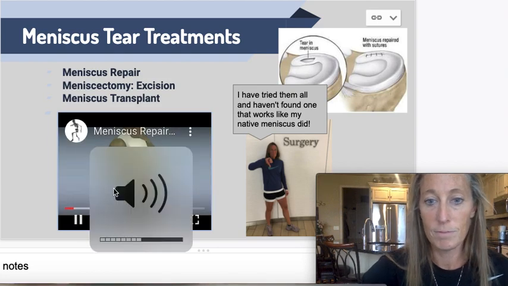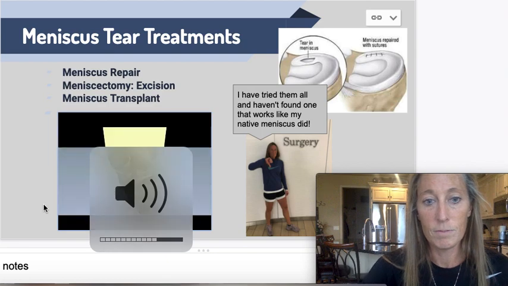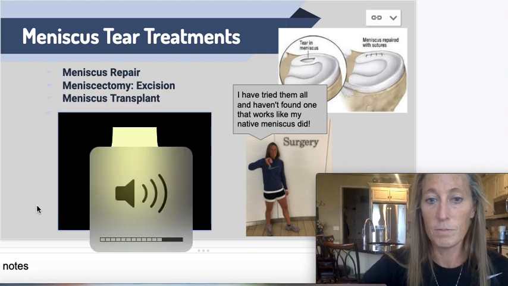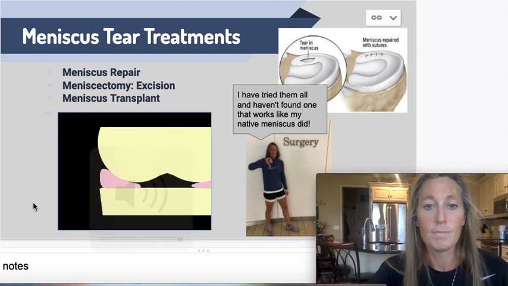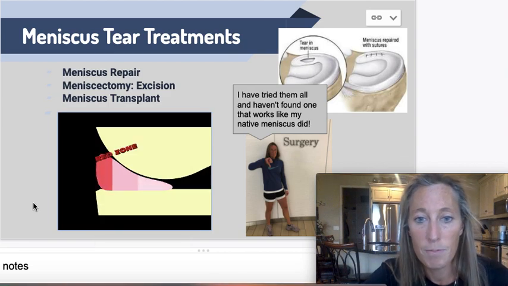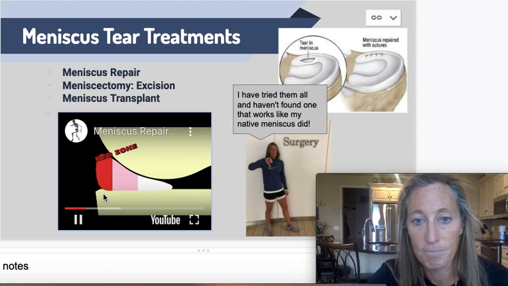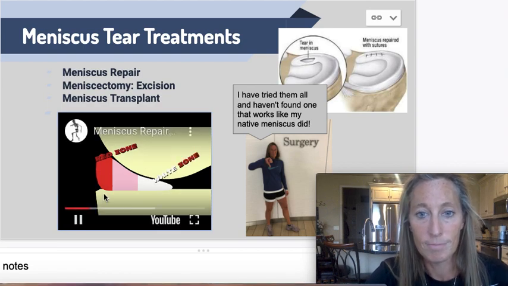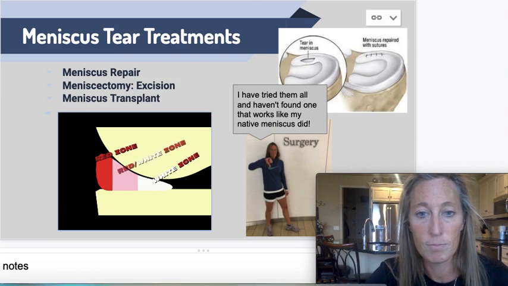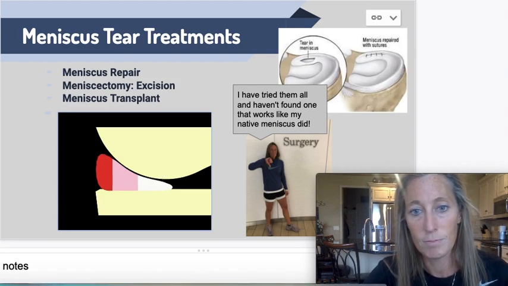Meniscus tears are sometimes repairable. The outer rim of the meniscus has a better blood supply. This is known as the red zone. The inner part of the meniscus has very little blood supply. It is known as the white zone. The red-white zone is in between. The farther into the red zone the tear is, the more likely it can be repaired.